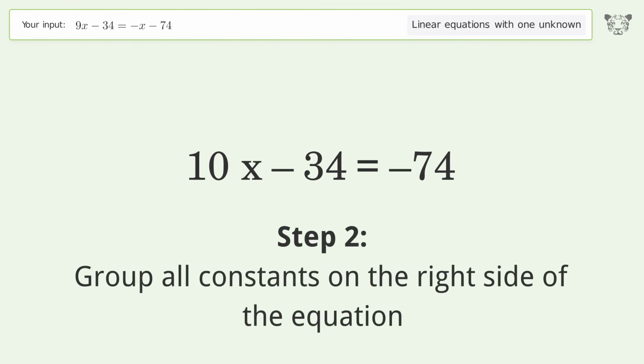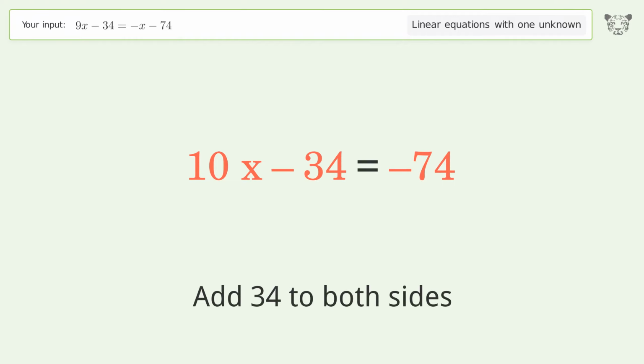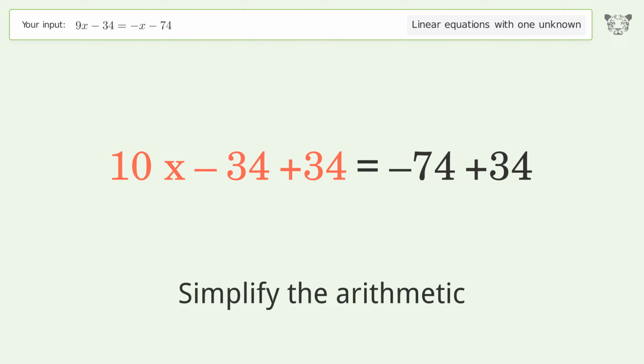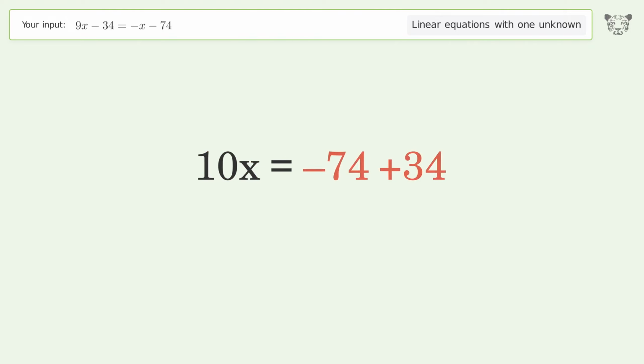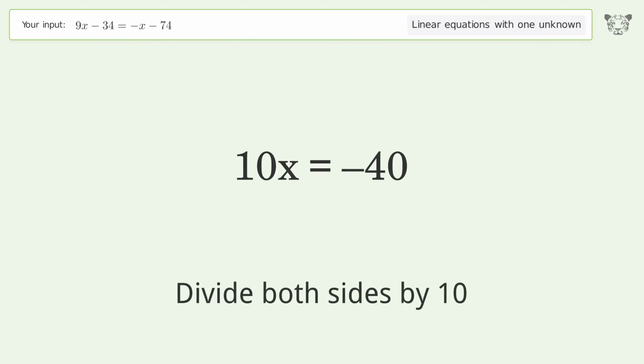Group all constants on the right side of the equation. Add 34 to both sides. Simplify the arithmetic. Isolate the x. Divide both sides by 10.